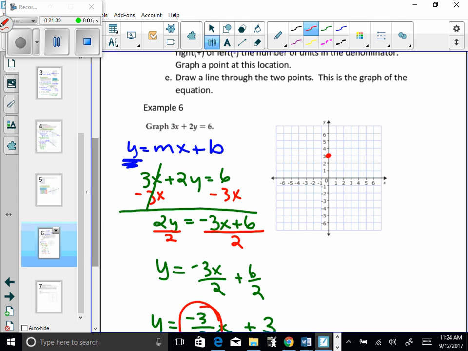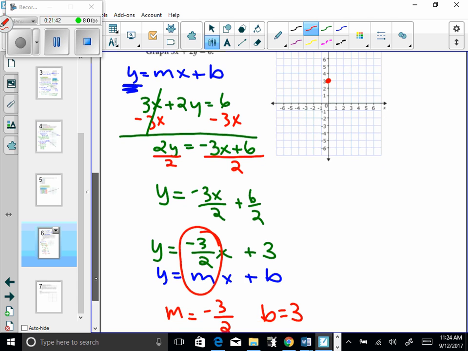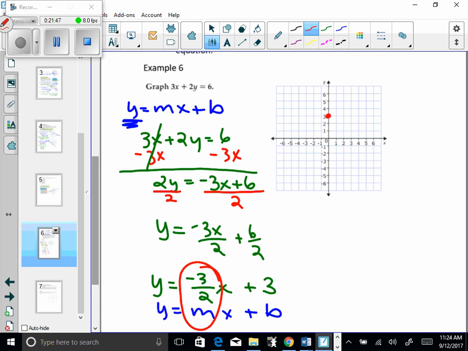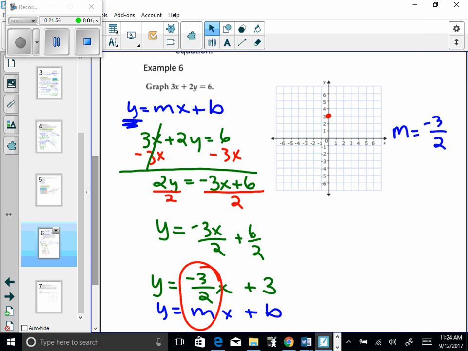Then from that point, I'm going to take the slope and follow the directions to the next point. It says my slope was negative 3 halves. And the directions say that my numerator is going to tell me to go up or down. In this case, it's going to tell me to go down because it's negative. I'm going to go down 3 spaces from the intercept. So down 3.